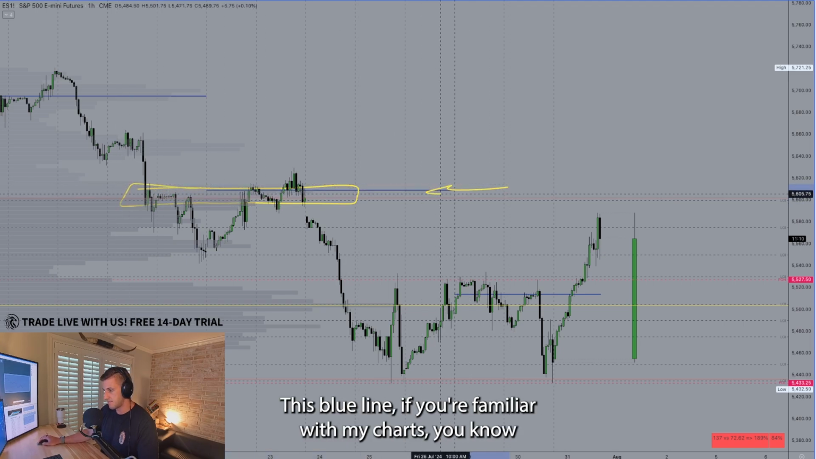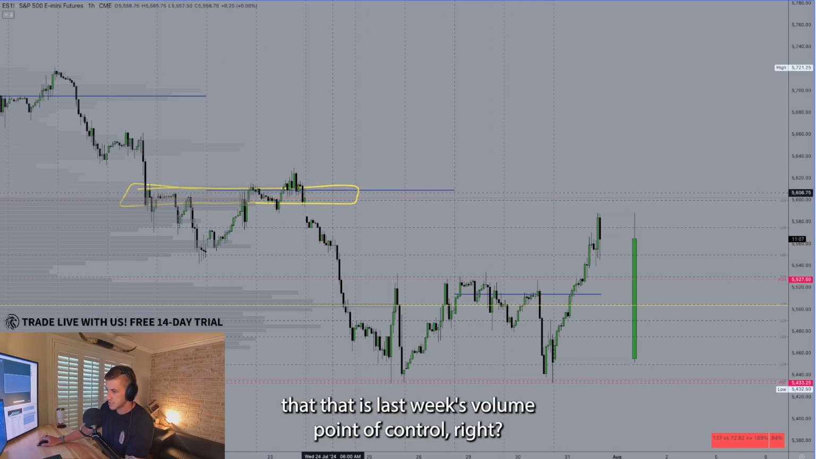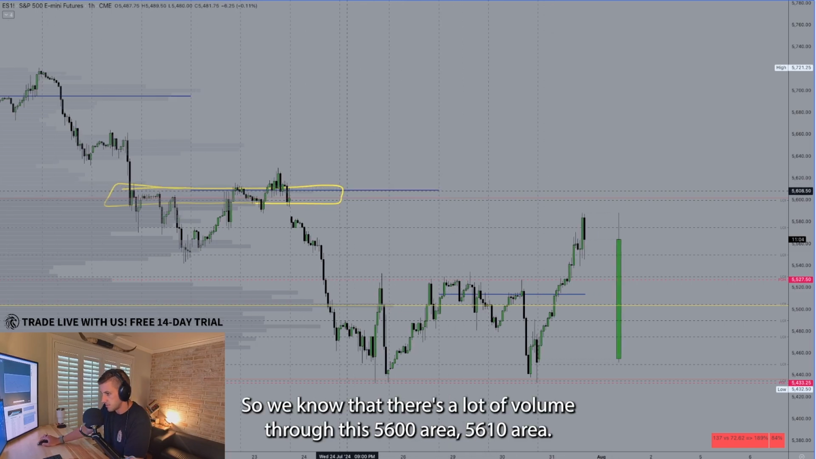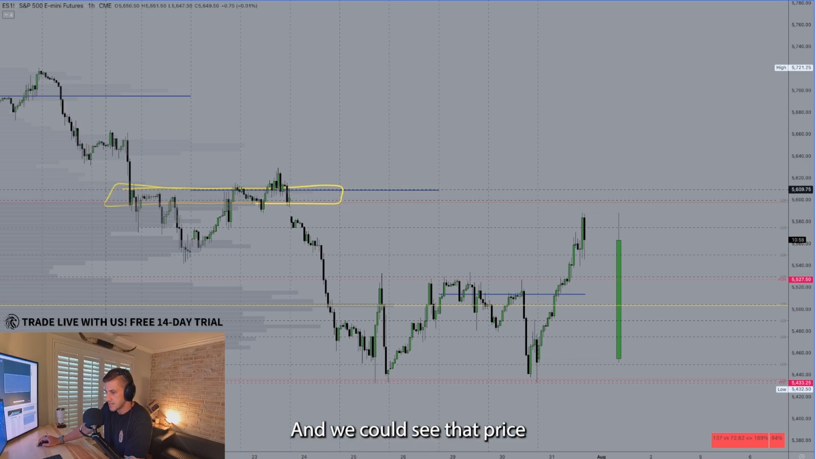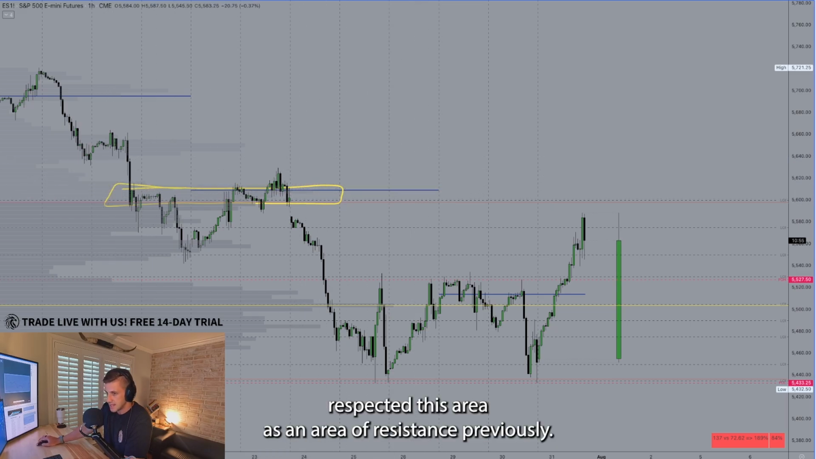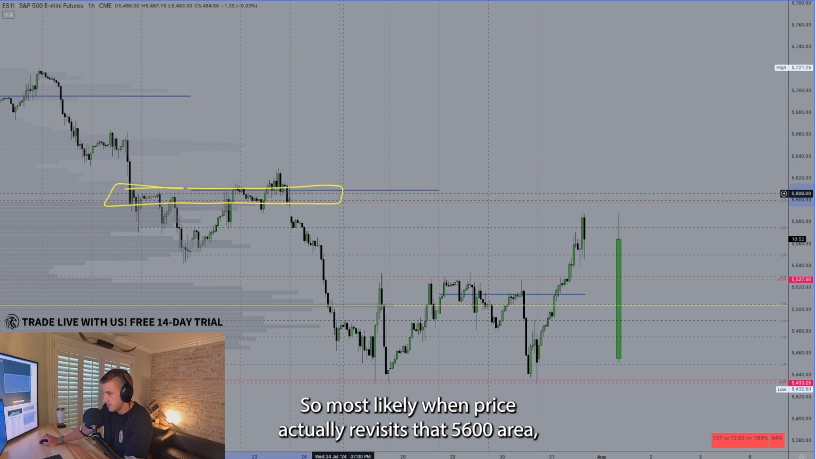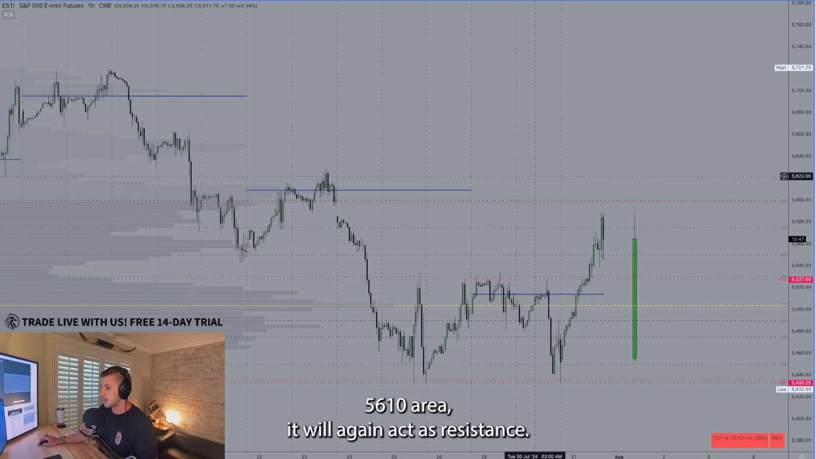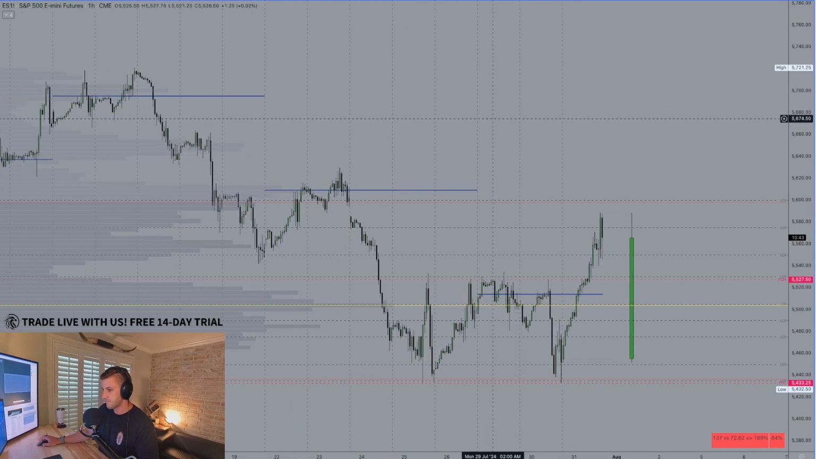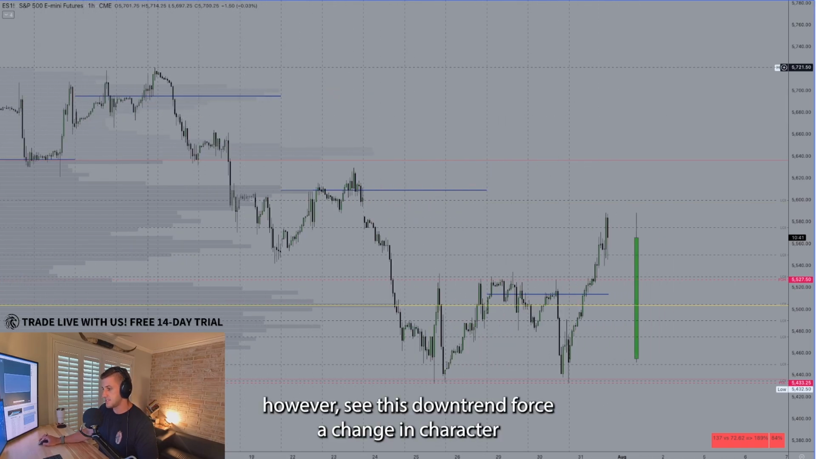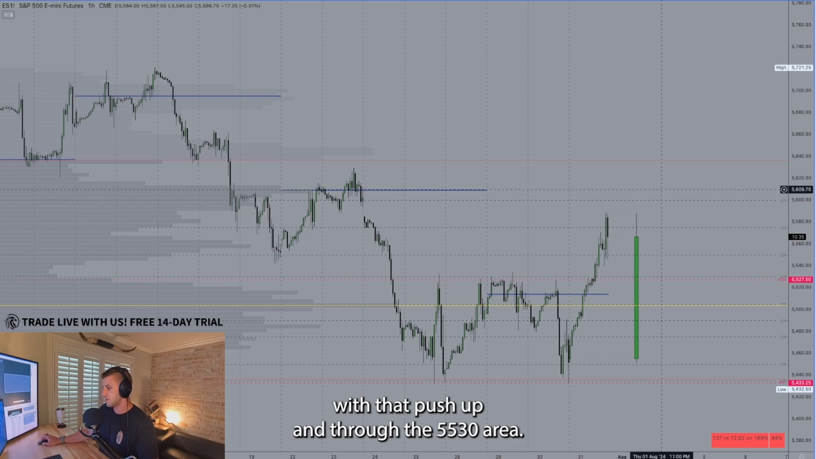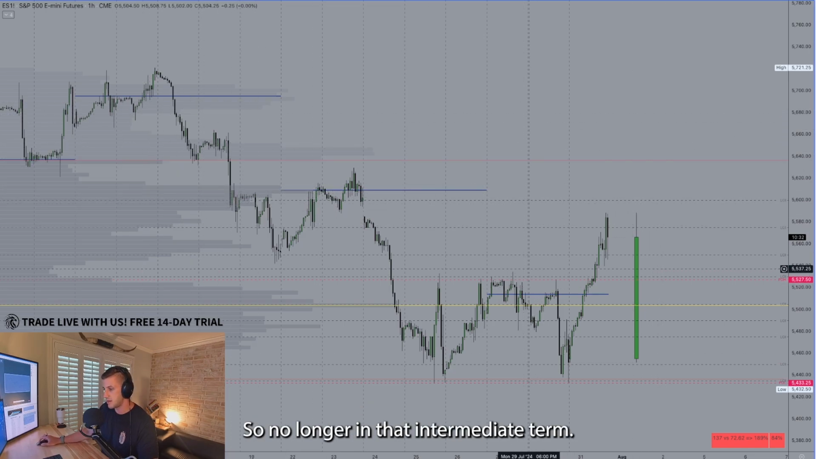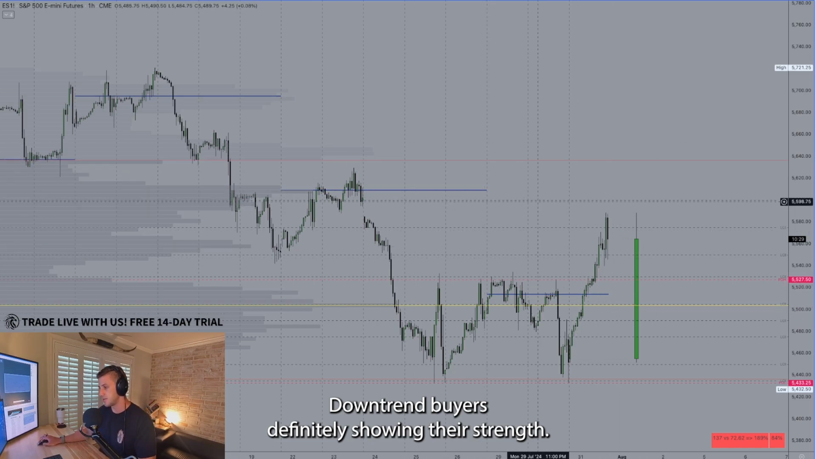This blue line, if you're familiar with my charts, you know that that is last week's volume point of control, right? So we know that there's a lot of volume through this 5600 area, 5610 area, and we could see that price respected this area as an area of resistance previously. So most likely when price actually revisits that 5600 area, 5610 area, it will again act as resistance. We did, however, see this downtrend force a change in character with that push up and through the 55.30 area. So no longer in that intermediate term downtrend.